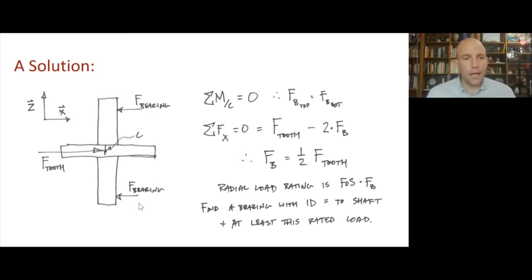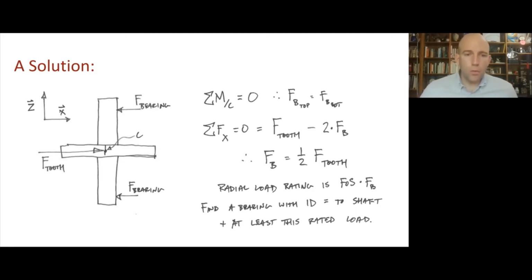And then we have the magnitude. So we know that we've got the tooth force going that way, and we've got these 2 bearing forces going the other way. So each of those bearing forces should be 1/2 the torque force if they're equal. So the radial load on the bearing that we want to specify will be the factor of safety times the bearing force. Well, okay, we're back to the tooth force, and that's going to be 100 pounds.